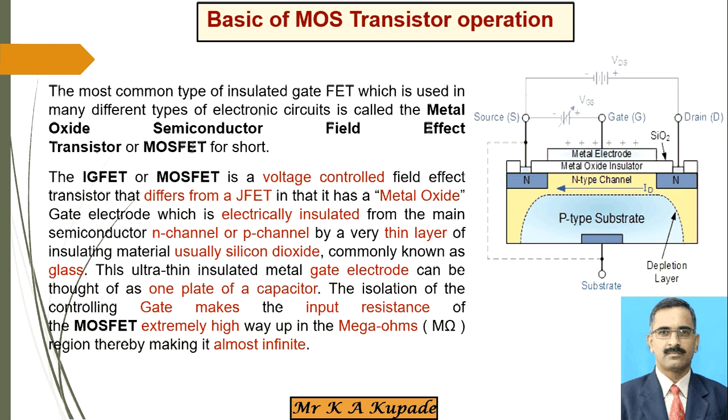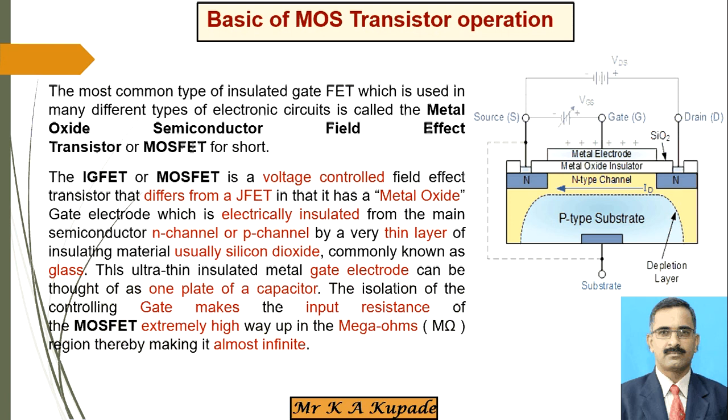Now, the common type of insulated gate FET, which is used in many different types of electronic circuits, is called the metal oxide semiconductor field effect transistor, or simply MOSFET. It is also called the IGFET, the insulated gate FET. The IGFET or MOSFET is a voltage controlled field effect transistor that differs from a JFET in that it has a metal oxide gate electrode.